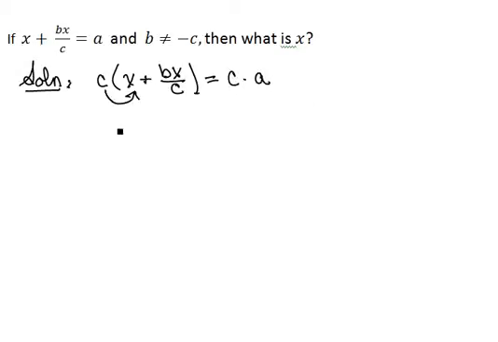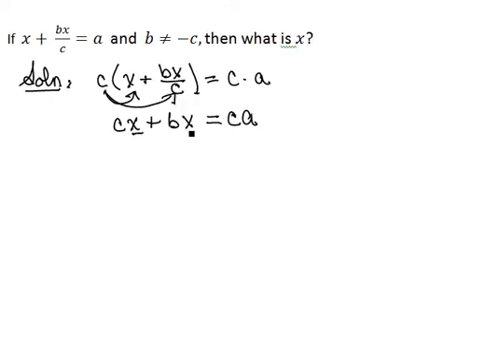On the left, we simply distribute and we get c times x, plus, when we distribute the c times this fraction, the c's cancel each other out and we're just left with b times x, and that's equal to c times a.